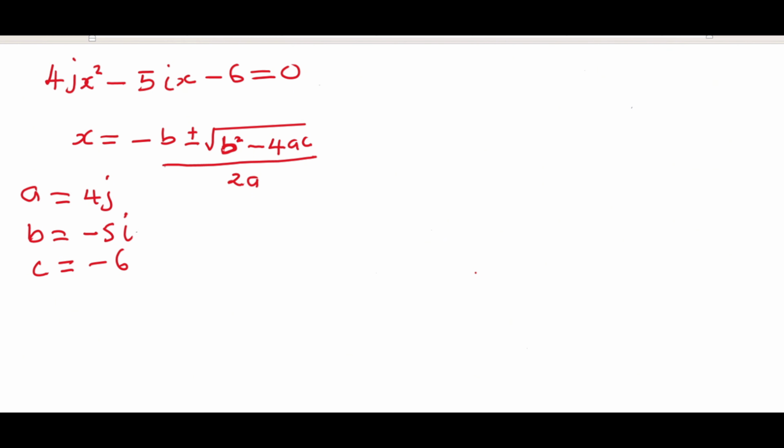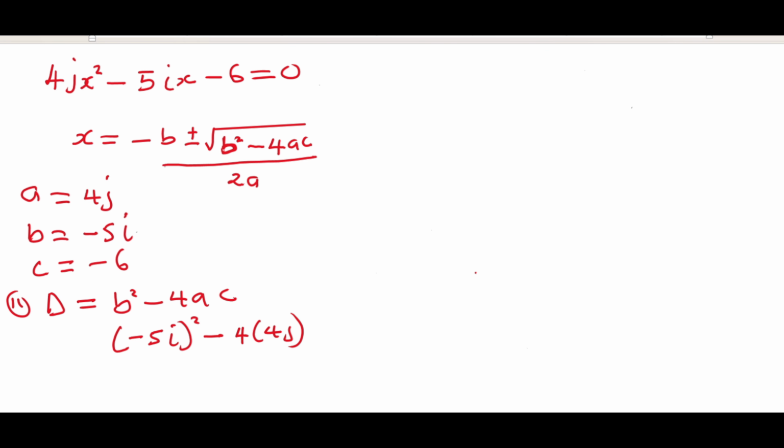And then the second step is the discriminant, that is D. The formula for D is b squared minus 4ac. Therefore, let's put in the values. That will be open bracket minus 5i, squared, minus 4 into 4j into minus 6. Now, when you open the bracket, recall that i squared is equal to minus 1.